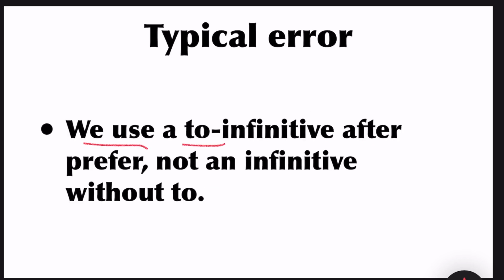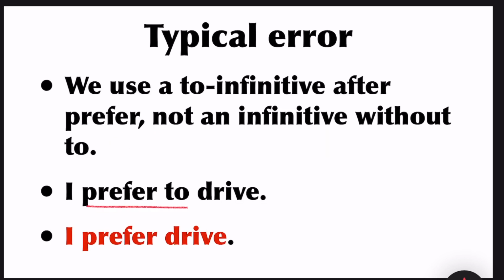We use a to infinitive after prefer, not an infinitive without to. Example, I prefer to drive. This usage is correct. But we should not say I prefer drive. After prefer, we have to use a to infinitive.